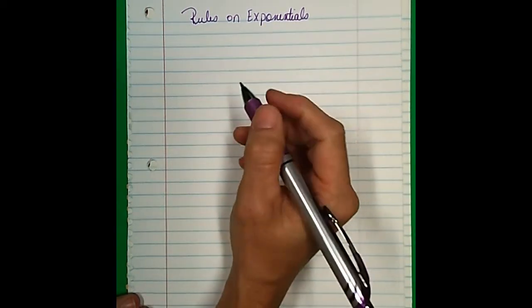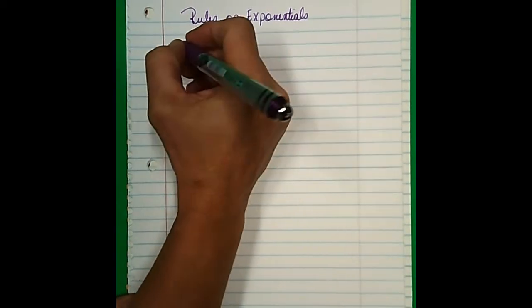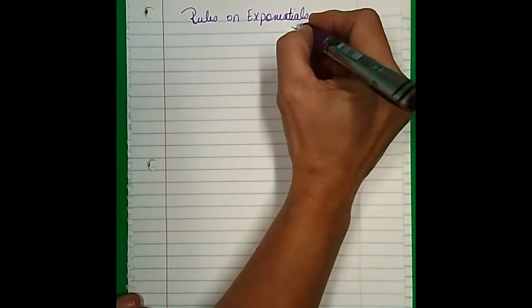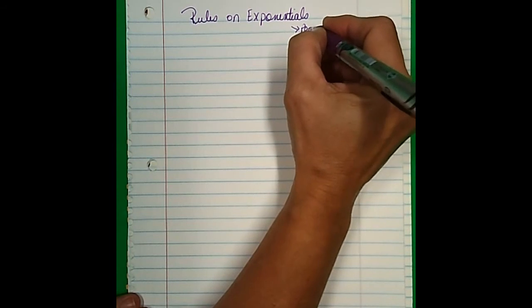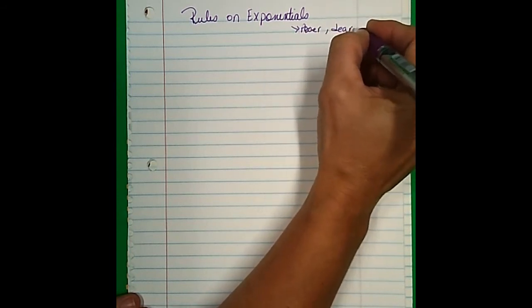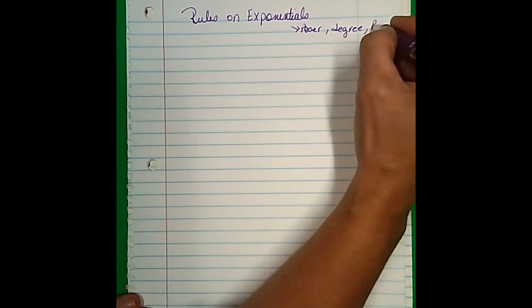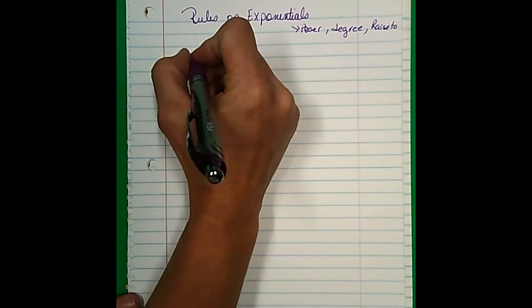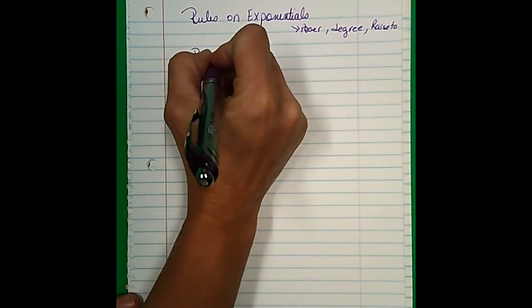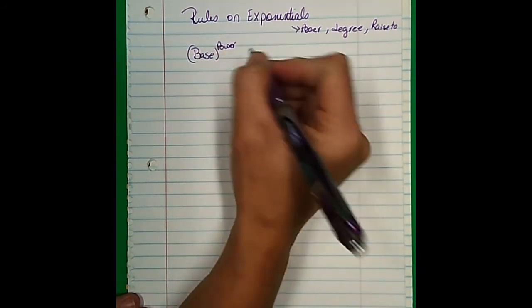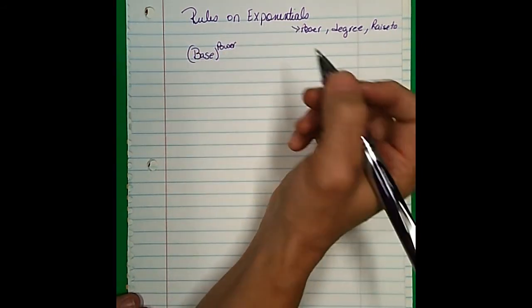Rules on exponents. Let's talk about an exponent. An exponent is also called a power. It's also called a degree. It's also called raised to. So if I have a base and I raise it to a power, we have this written in exponential form.